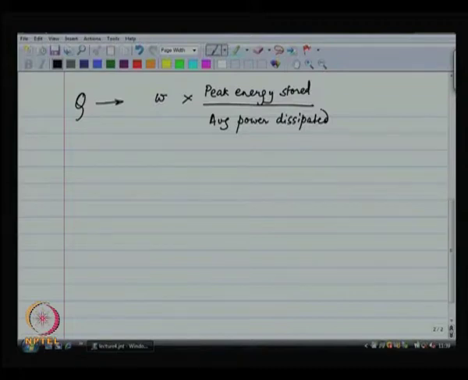Now, notice the dimensions. Omega has dimensions of 1 by seconds, peak energy is joules. So, the numerator is joules per second, and the denominator is average power, which is watts, also joules per second. So, overall the quantity is dimensionless. The quality factor is a dimensionless quantity.